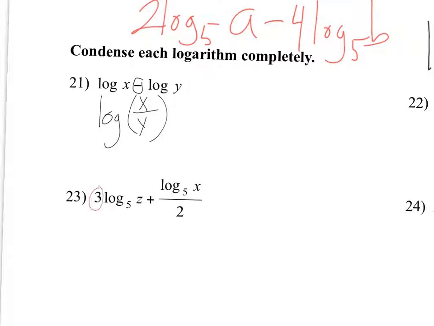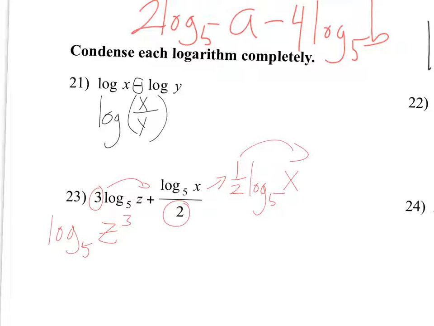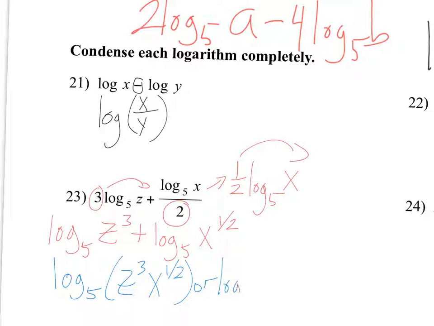23, I'm going to take that and make that a power. So we've got log base 5 of z to the third. Divide by 2 is the same thing as a half. And hopefully we recognize that that can be put as an exponent. So we got plus log base 5 of x to the 1/2. Okay? Finally, we're going to combine the two things being added to get log base 5, z to the third, x to the 1/2, or log base 5, z to the third, square root of x.